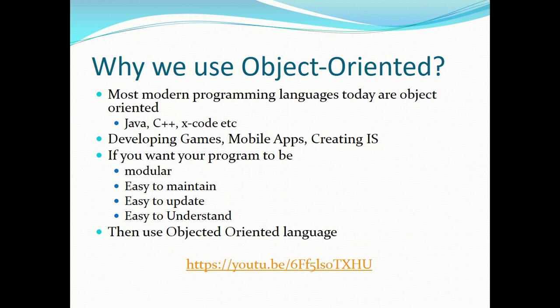So why do we use object-oriented programming? It's obvious after this comparison, because now most of the languages are following object-oriented programming. Even the database, even the software development, everything is using what? Object-oriented, because it's easy, modular, easy to update, easy to understand, not that complex, and so most of the languages will use it.